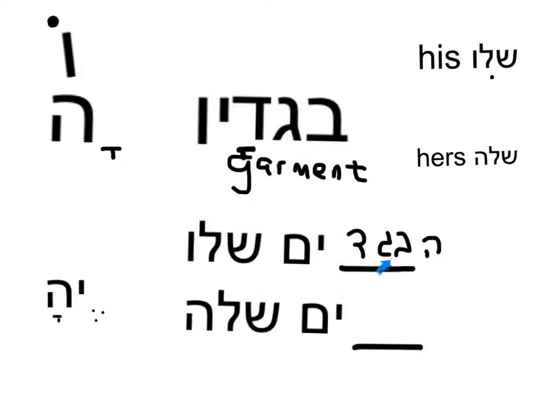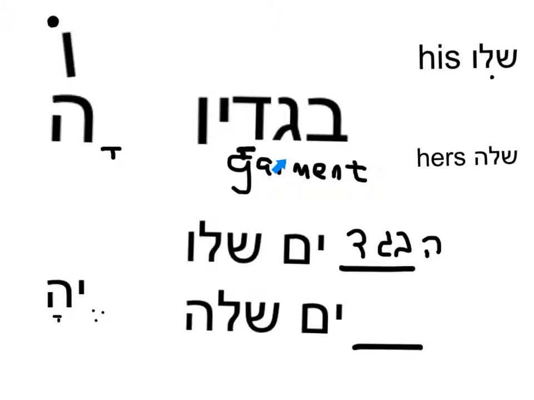So it's as if you said bigadim shalo. It's still shalo, it's still his, but it's im. It's bigadim, garments. His garments. Okay? So now we've scrambled that word, that old beged, that garment, three ways. We have bigdo, which is short for beged shalo, his garment. We have bigda, which is short for beged shala, her garment. And now we've made bigadav, which is short for bigadim shalo, his garments, plural.